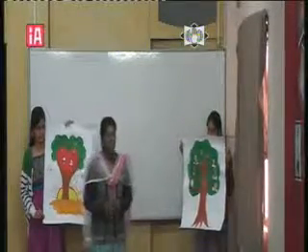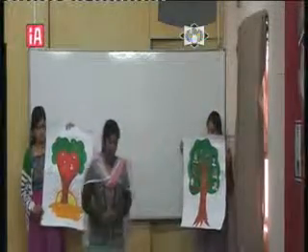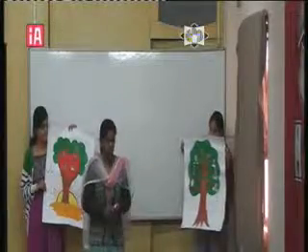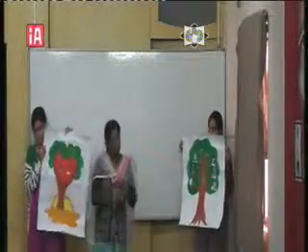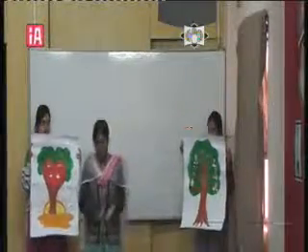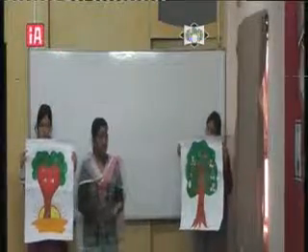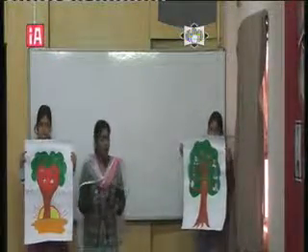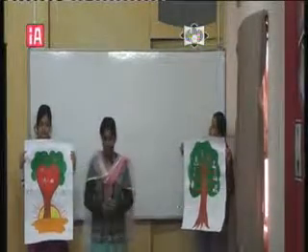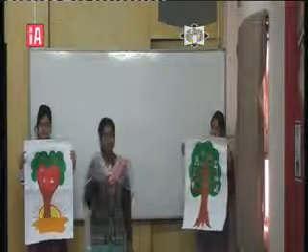A family consists of parents and their children living together. It can be a big family or a small family, depending on the number of members in a family. Members of a family can be parents, grandparents, uncle, auntie, and their children. They form a family, living together. And family is the first school of a child.